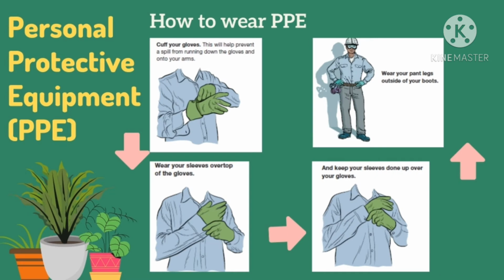This time, I will show you how to wear a PPE. First, cuff your gloves. This will help prevent a spill from running down the gloves and onto your arms. Next, wear your sleeves over top of the gloves. Third, keep your sleeves done up over your gloves. And last, wear your pant legs outside of your boots.